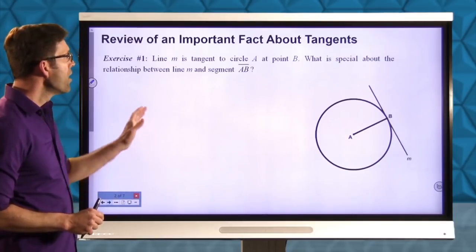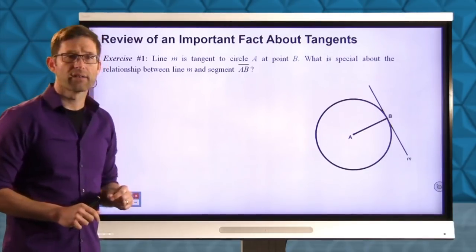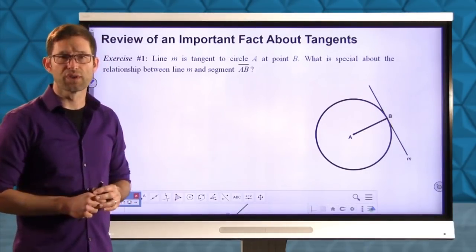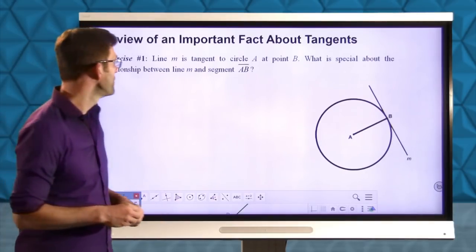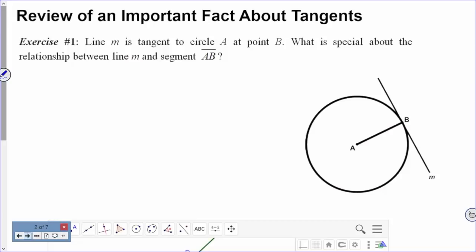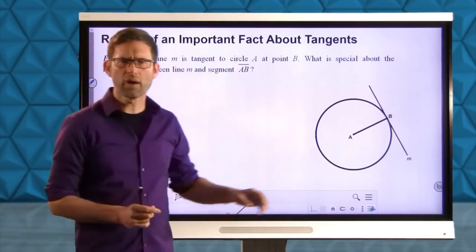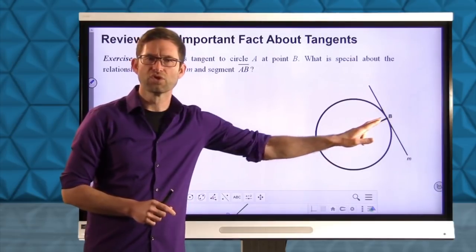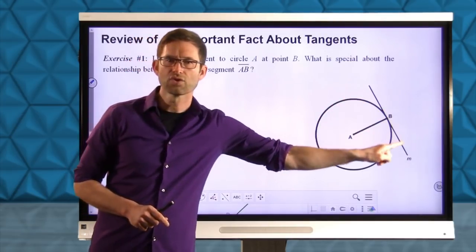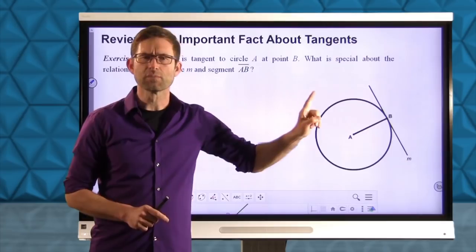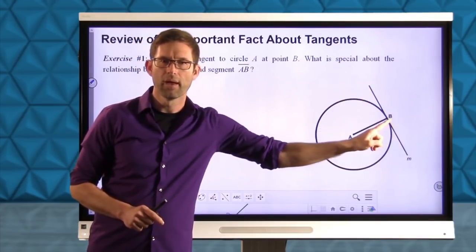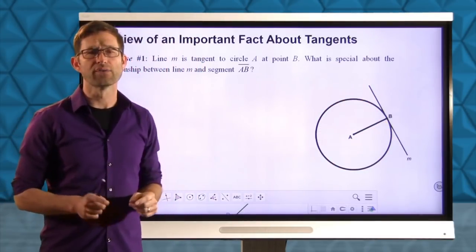All right. Maybe the most important fact about tangents is in exercise number 1. So let's take a look. Exercise number 1. Line M is tangent to circle A at point B. What is special about the relationship between line M and segment AB? So what is it? Here I've got segment AB, which is a radius, and tangent line M. What is the special relationship between M and AB? Pause the video now and see if you can remember.